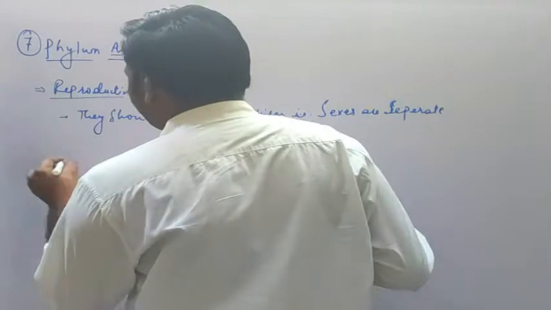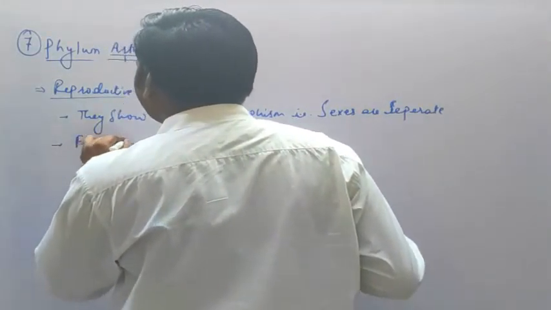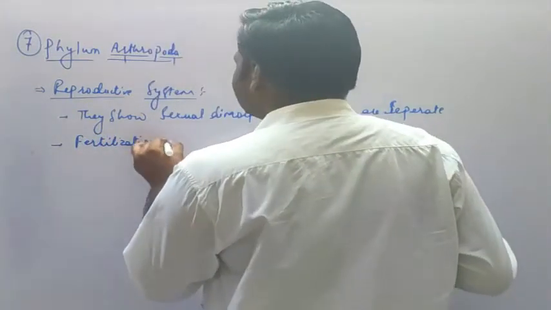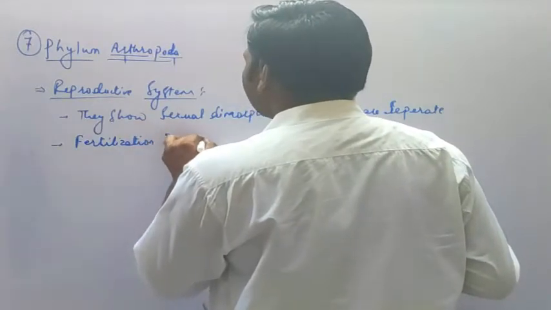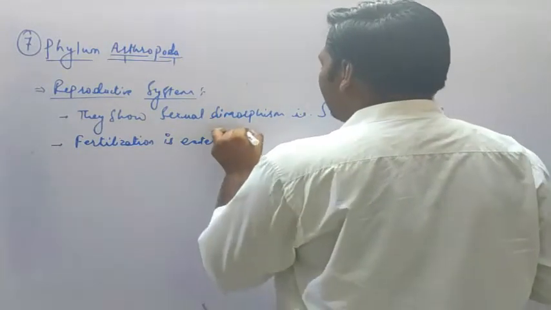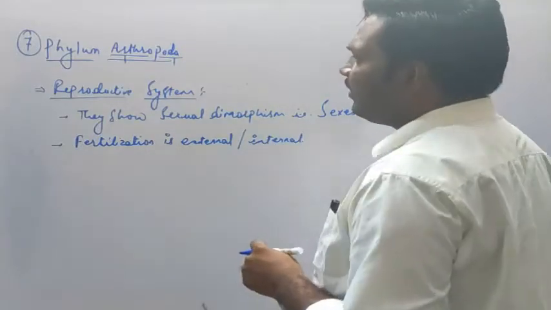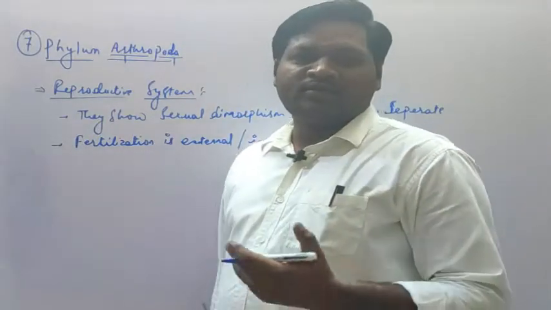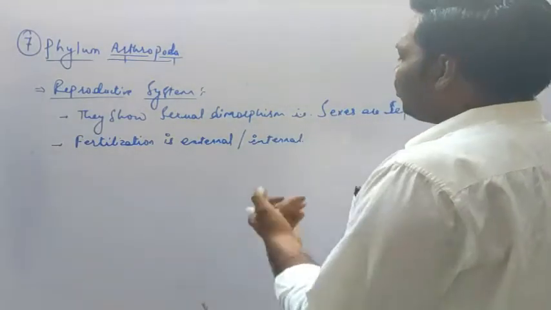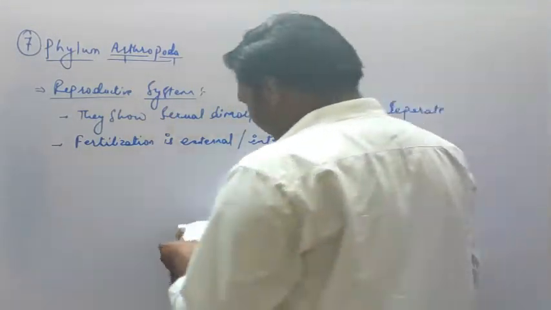The next, fertilization is external or internal, depending upon the habitat of that arthropod. It will fertilize according to that. So fertilization can be external or internal, that is, taking place outside the body or inside the body.